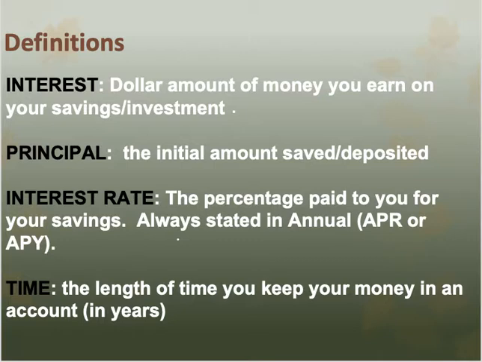Principal. This is represented by the letter P in our equation. So once again, our equation is I = PRT. So P stands for principal. Principal is the initial amount saved or deposited. This is your starting amount. This is how much you put into the account from the very beginning.